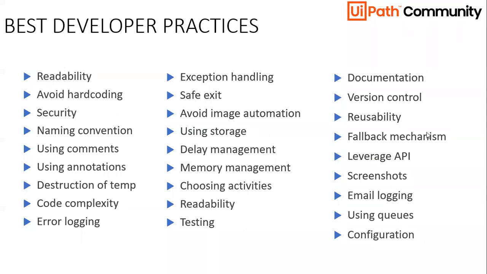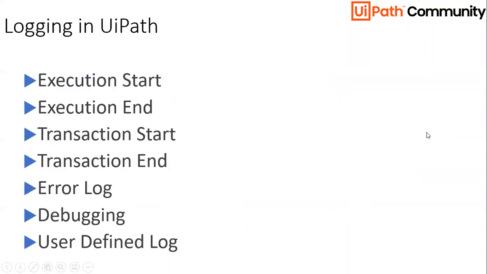Now coming back to our next topic of the day, which is the logging mechanism in UiPath. What are the different types of logs? As you can see on my screen, we have execution start log, execution end log, transaction start, transaction end, error log, debugging log, and we also have user defined log. When you're using the REFramework or any framework in UiPath, you can get to know about the transaction start and transaction end, which we will look at in the next session. But what are the execution start and execution end logs?